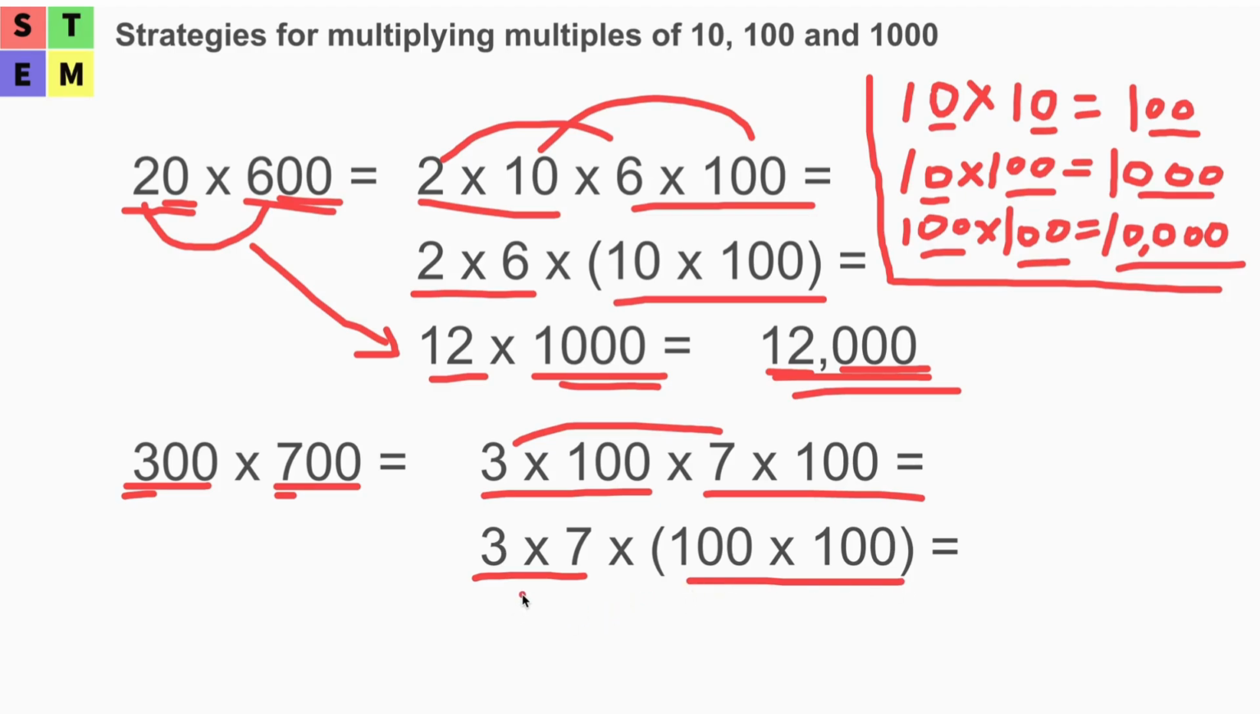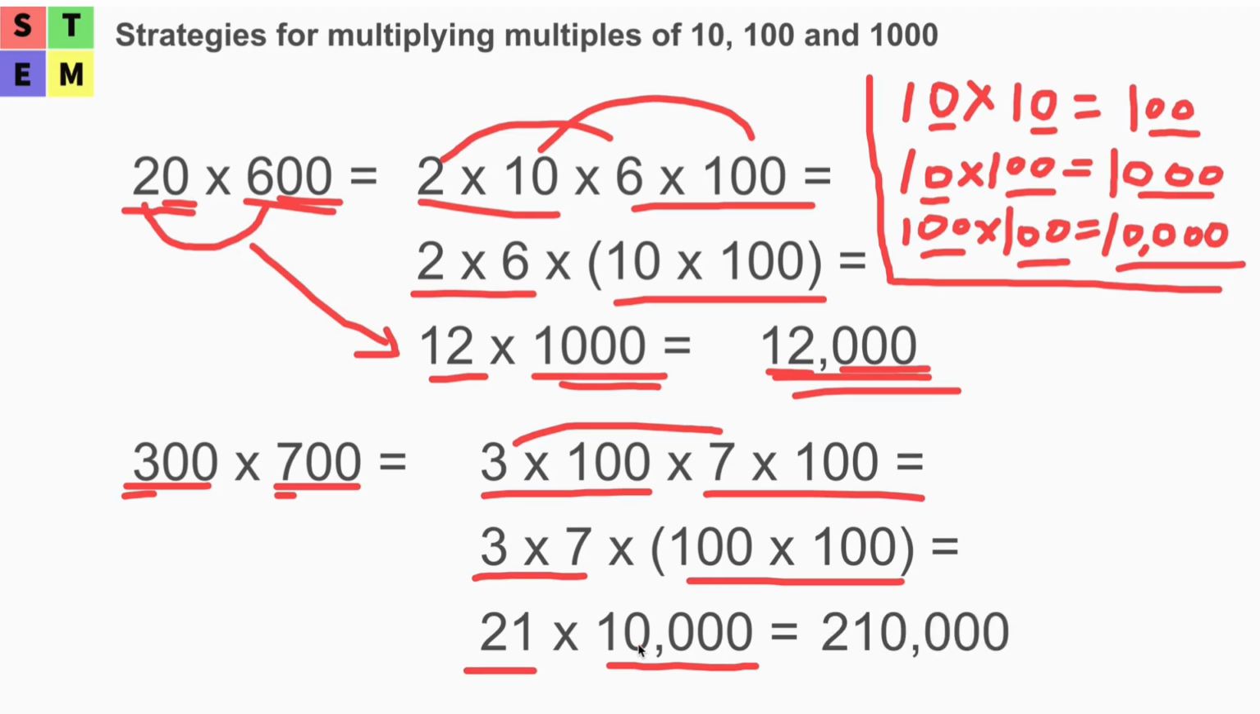So 3 times 7 equals what? Equals 21, right? And then 100 times 100 we have here. So 100 times 100, we got 1 with 4 zeros, which is 10,000. And immediately we'll have 21 times 10,000, which is 210,000.